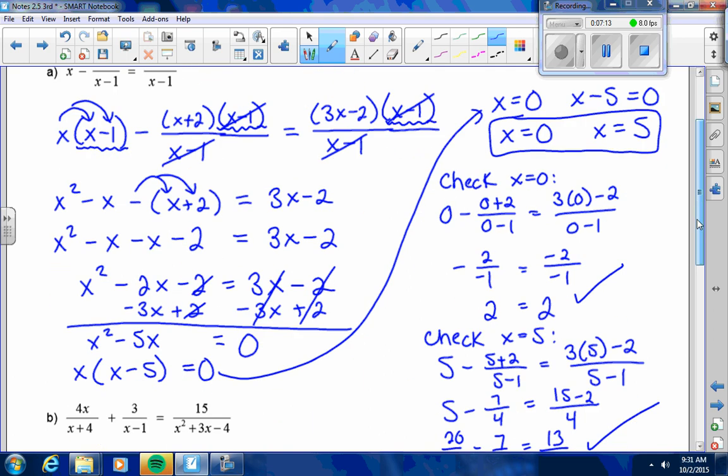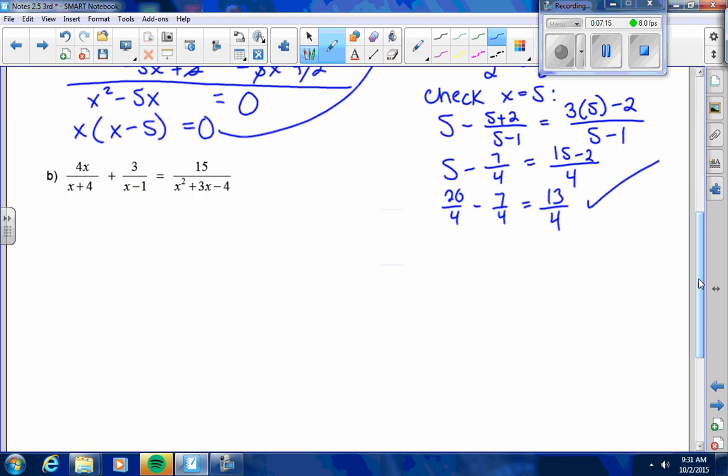Okay. Then let's look at the second one. 4x divided by x plus 4 plus 3 divided by x minus 1 equals 15 divided by x squared plus 3x minus 4. First thing we have to do is we have to take that last denominator and factor it. So when I factor that denominator, what do I get?